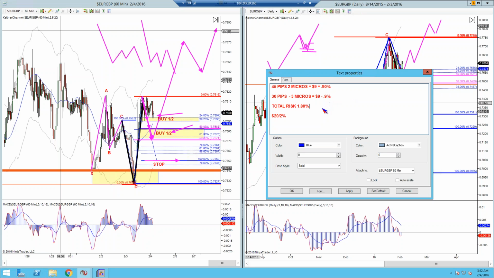So you guys get that? So if you said, I want to risk 2.5%, I would go 4 micros here. I would have a $12 risk here. I would have a 1.2% risk there, and I would actually have a 2.1% risk. See that? That's how that would work.